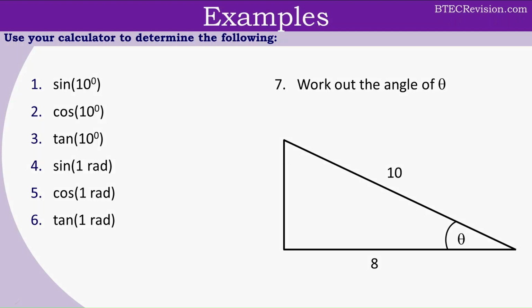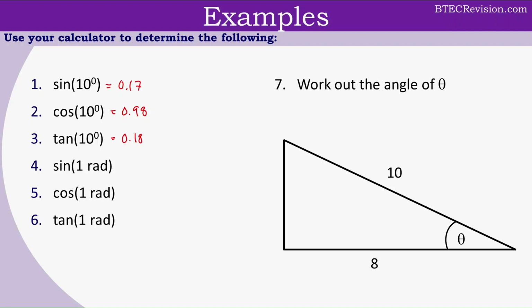Now, we can write sine 10 degrees in a calculator, and we just write that as sine 10. And that will give us a value of 0.17 to two significant figures. For cosine 10 degrees, that's going to be 0.98 to two significant figures. And for tan 10 degrees, we will get 0.18 to two significant figures.